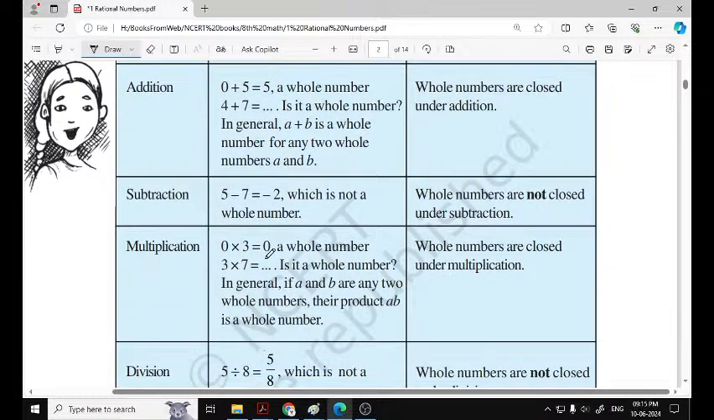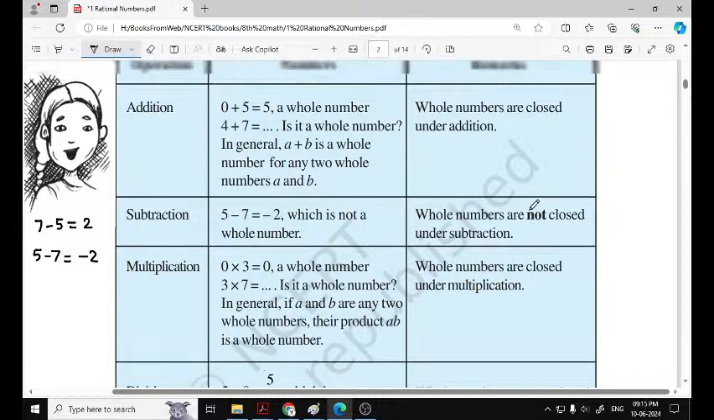If we subtract two whole numbers, 7 minus 5 is equal to 2, but 5 minus 7 is minus 2, and the result is not a whole number. Therefore, whole numbers are not closed under subtraction.